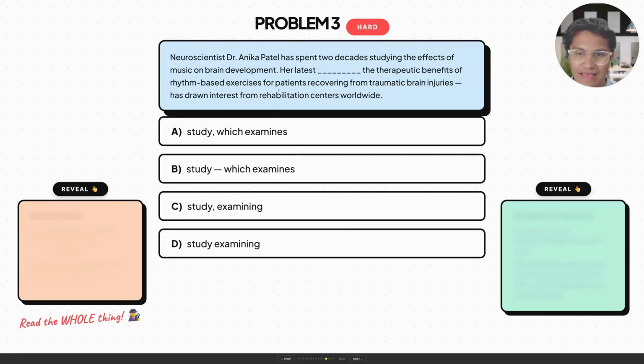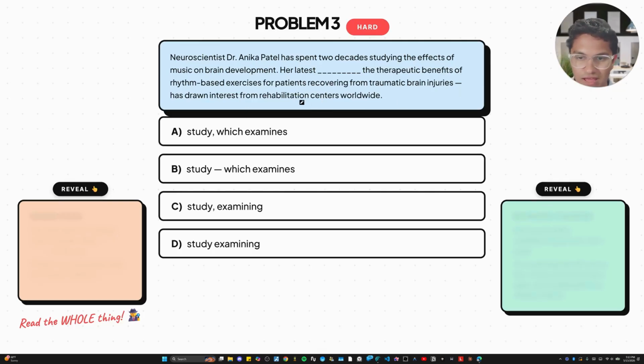Neuroscientist Dr. Anika Patel has spent 2 decades studying the effects of music on brain development. Her latest blank, the therapeutic benefits of rhythm-based exercises for patients recovering from traumatic brain injuries, has drawn interest from rehabilitation centers worldwide. I already see there is a dash over here, which means we're going to need to check and confirm that the part before is functioning as a complete sentence. So let's plug study in.